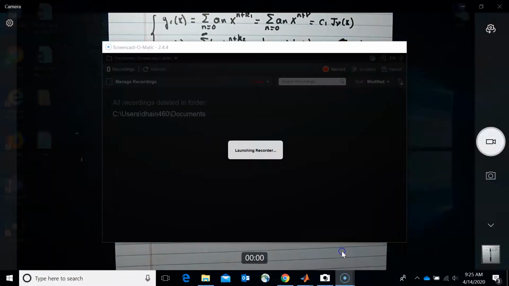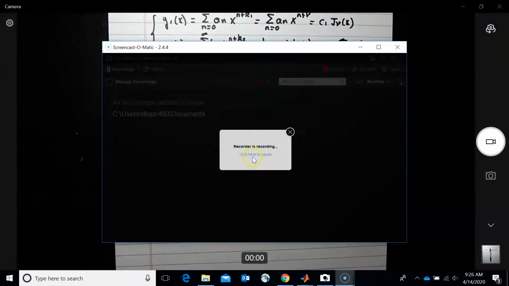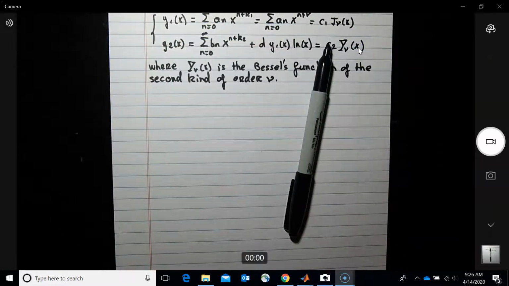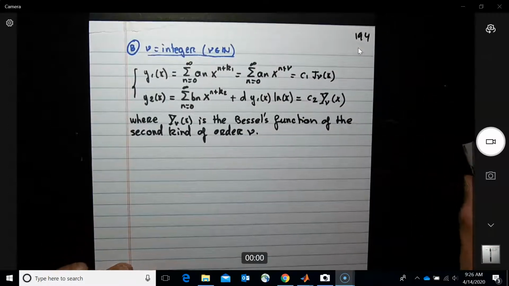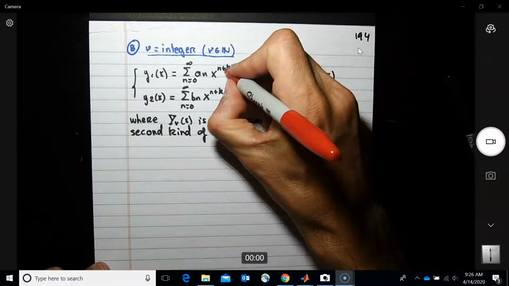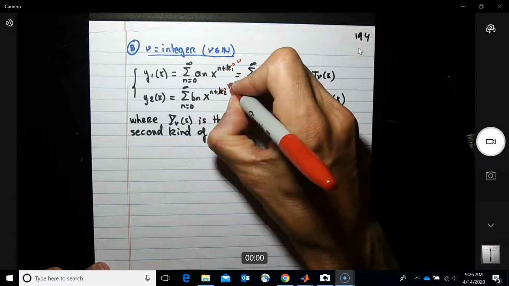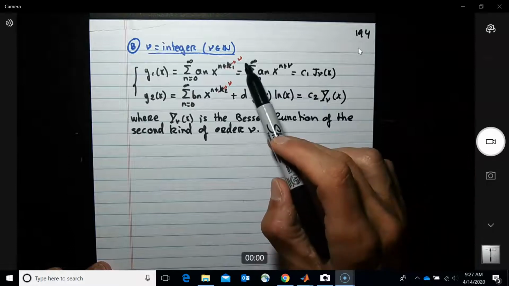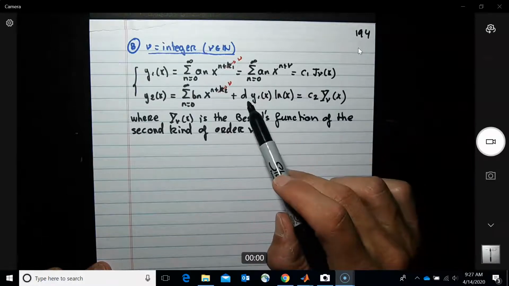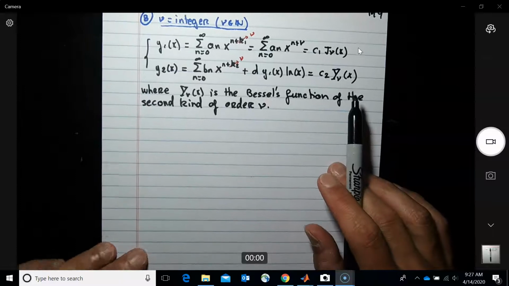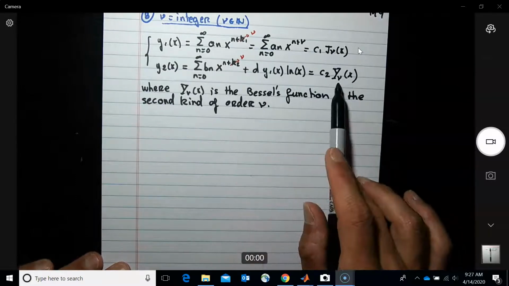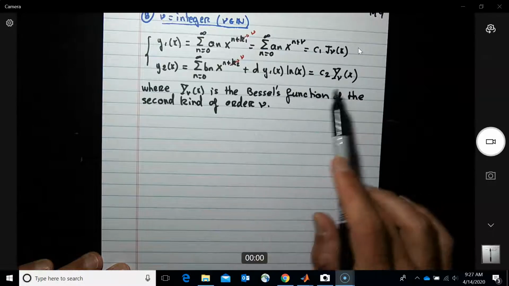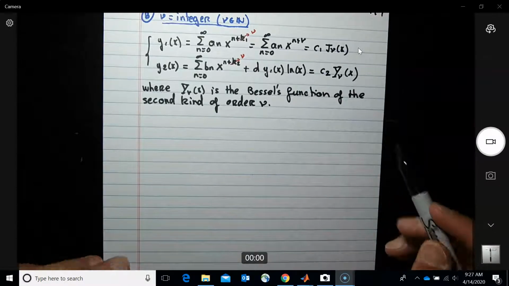Okay, let me go back here for a second. This is mu, this is correct, but let's just say this will be mu over here. So this is kind of similar to the solution where you have repeated roots, okay? But this time you need to add a constant over here. But again, it's not a big deal because we'll always be dealing with the function Y, which is the Bessel function of the second kind of order mu, and you will find that from tables.